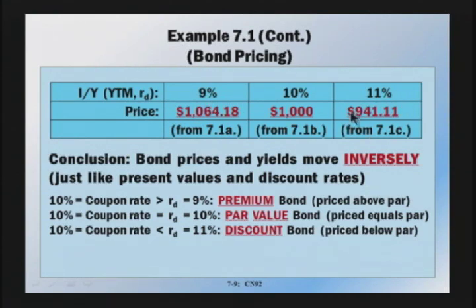If you can buy the bond at a discount, your yield will be above the bond's 10% coupon rate because you pay $941.11 to buy the bond. It pays $1,000 at maturity. You've got a built-in capital gain. So if you can buy the bond at a discount, your total return will actually be above the bond's coupon rate because of that built-in capital gain, paying $941.11 and getting $1,000 back at maturity.